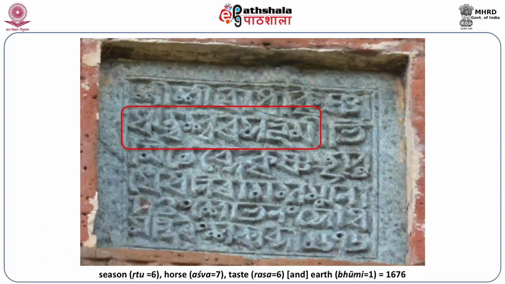Here again, you have a complex representation. Ritvashva rasa bhumi bhi mite. So it starts with Ritu, seasons, which are 4, Ashwa, horse, which is 7, Rasa, the tastes, the 6 eternal tastes, and Bhumi, the earth, which is 1. So the date is 4761. Now if we just turn it around, it comes to 1674 in a particular era, which is the Shaka era, as I said.